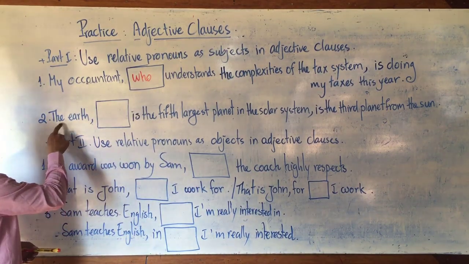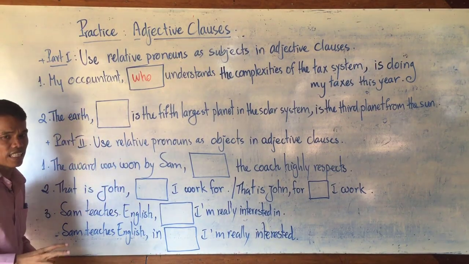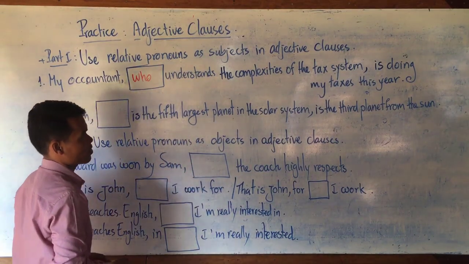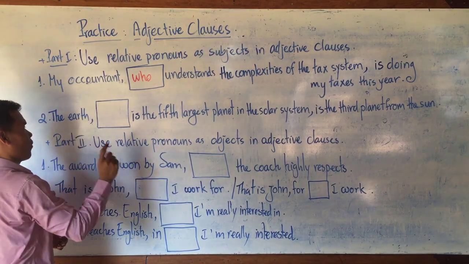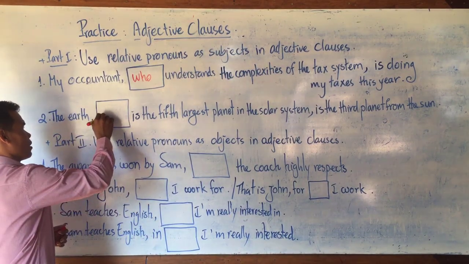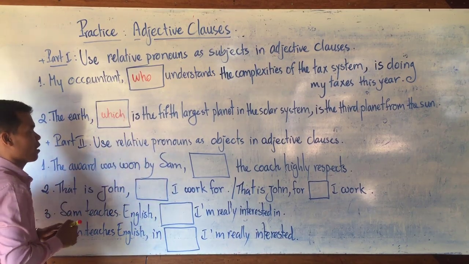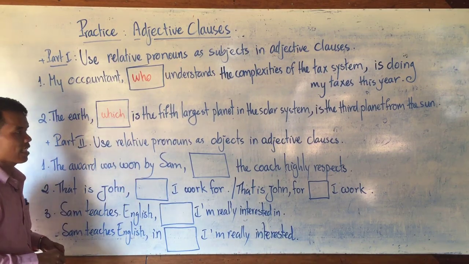One more, the earth. After the earth is a comma, so the earth is a thing. The fifth largest planet in the solar system is the third planet from the sun. Earth is a thing, that's why for a thing we can use which. Can I use that as a subject in non-defining relative clauses? No, that is not used in non-defining relative clauses.